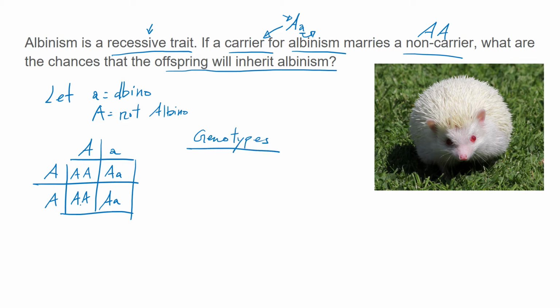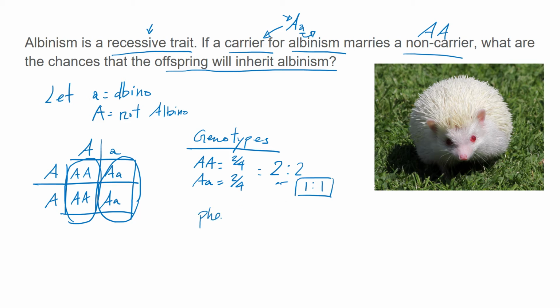Only two possible genotypes. These guys here, big A, big A, and these guys here, big A, little a. And then we're just counting boxes. 2 out of the 4 will be big A, big A. 2 out of 4 will be big A, little a. So that means it's a 2 to 2 ratio, or let's reduce it, a 1 to 1 ratio for big A, big A to big A, little a.